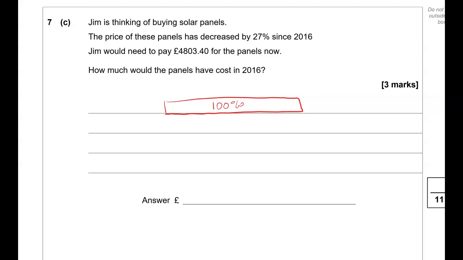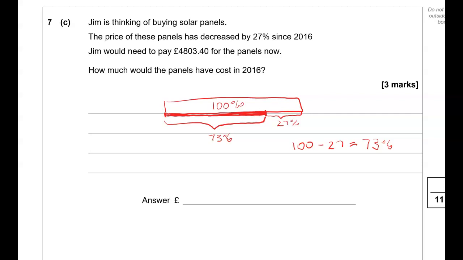And then there was a decrease by 27%. So now, this is the cost now. How many percent is this equal to? So 100 take away 27 gives us 73%.